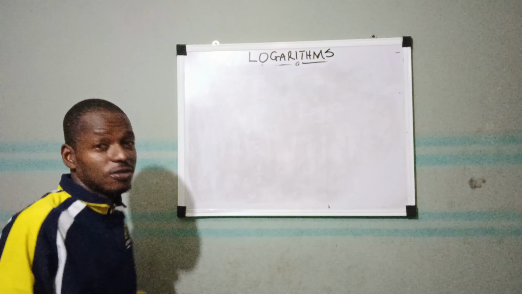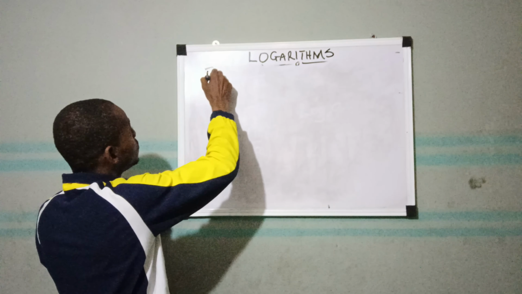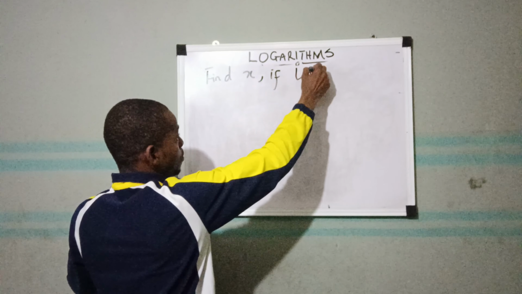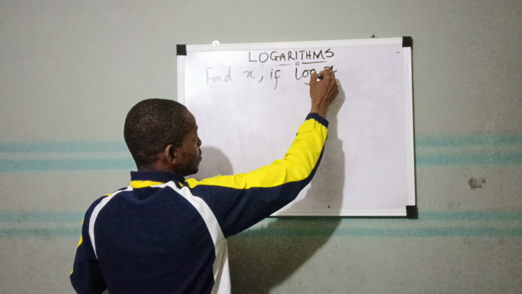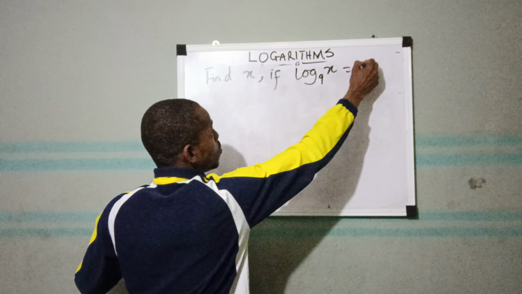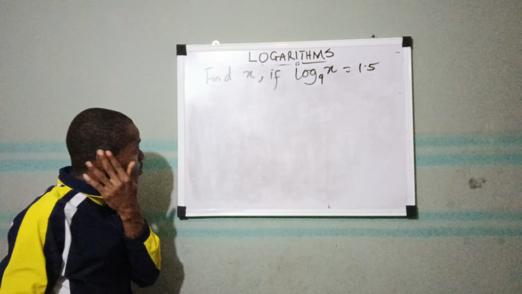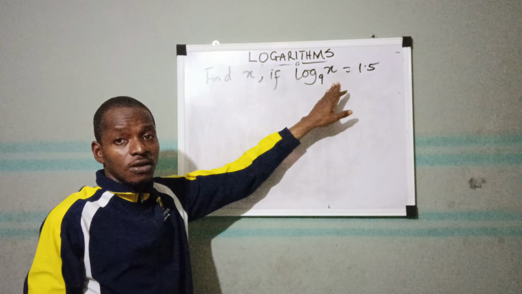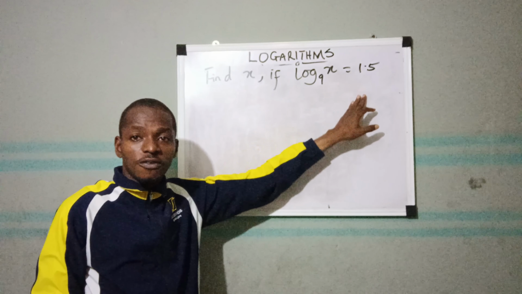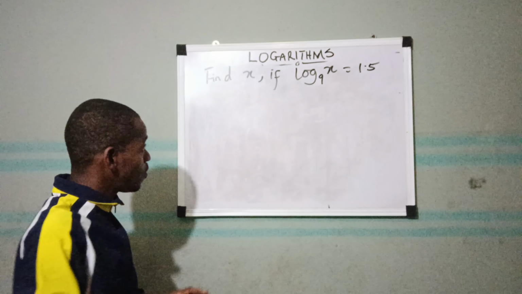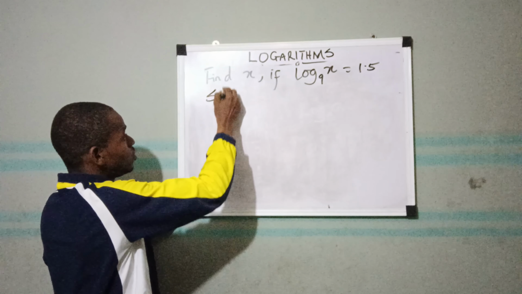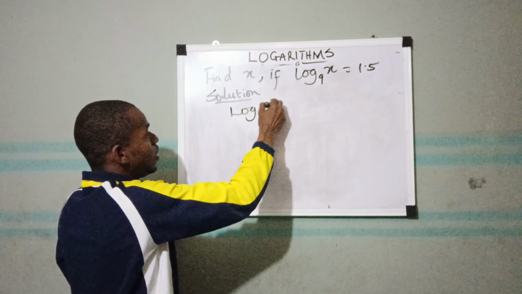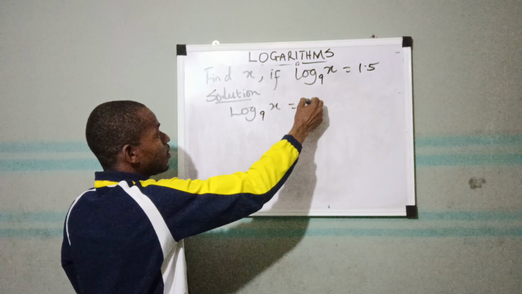The next question, let's find x if the logarithm of x base 9 equals 1.5. It says find x if the logarithm of x to the base 9 is equal to 1.5. Now, first of all, our solution: log x base 9 equals 1.5.